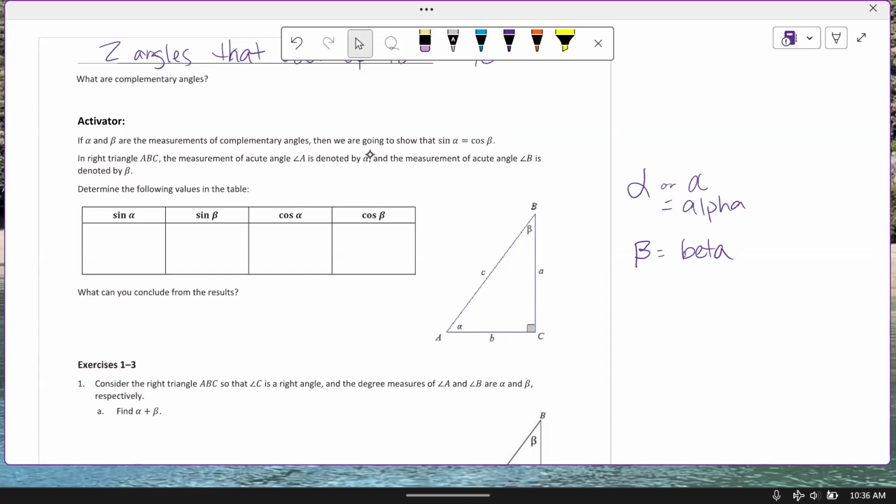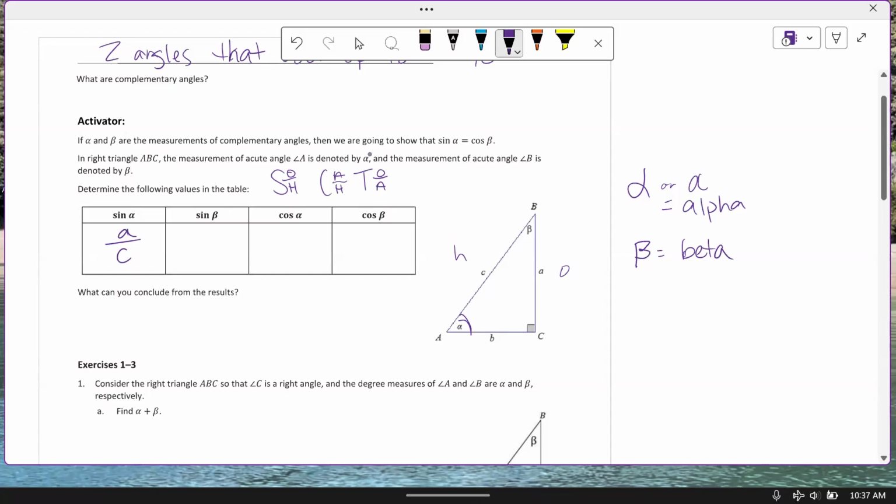Okay. If we are looking for a sine of alpha, we are going to look at our SOHCAHTOA. TOA is going to be irrelevant in this whole page because it's just not a part of our complementary angles. But sine would be opposite over hypotenuse. So here's our opposite, here's our hypotenuse. So it would be A over C.